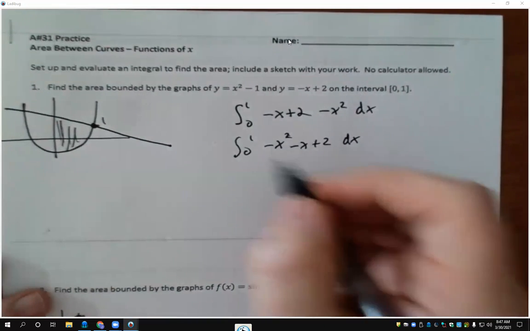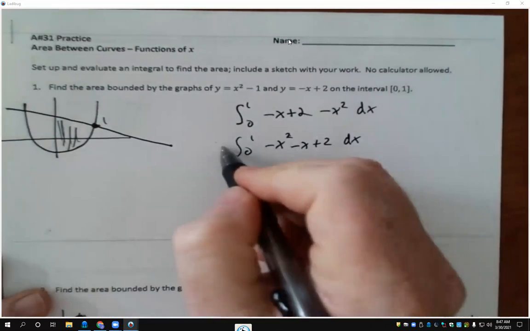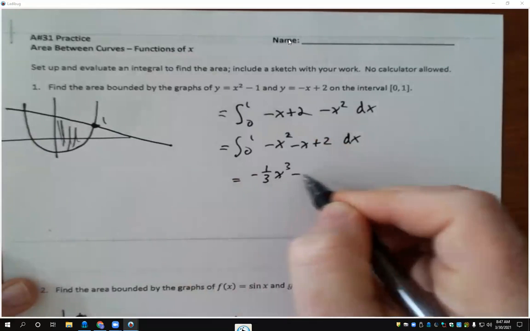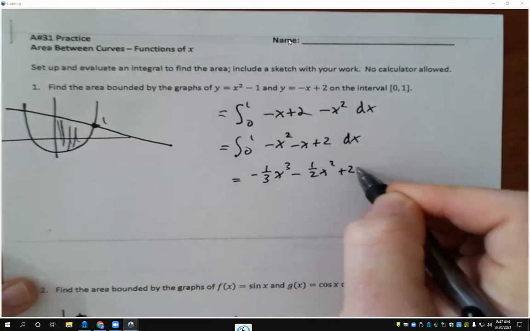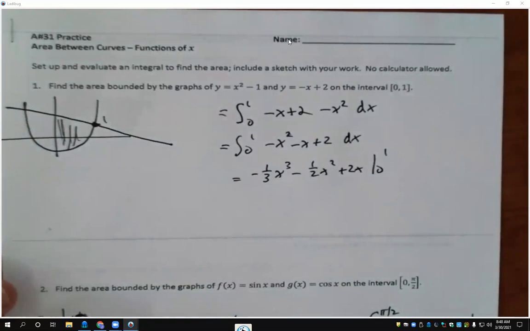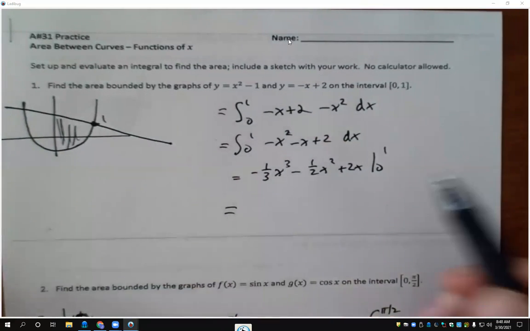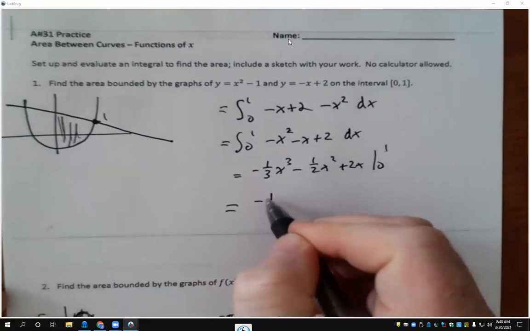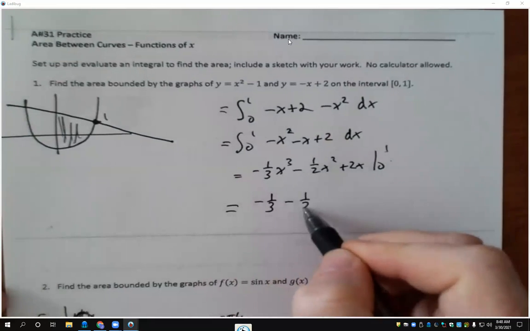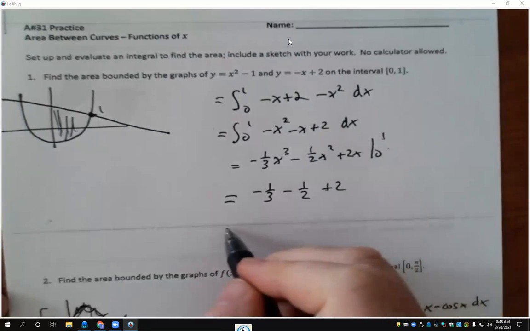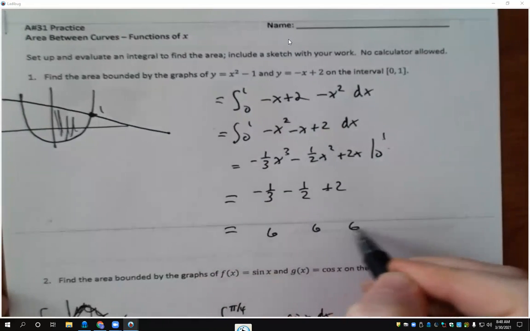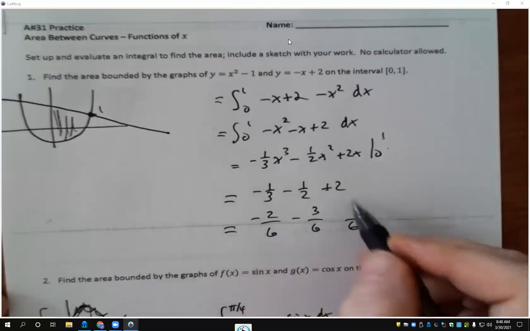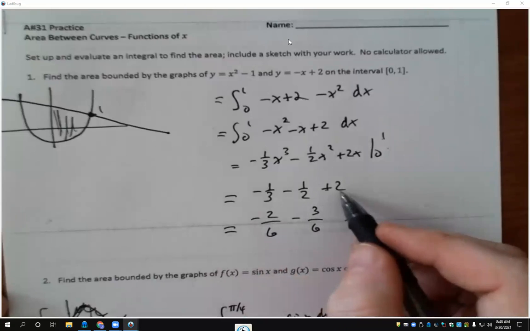And then I would take my antiderivative. So my antiderivative is -1/3 x cubed minus 1/2 x squared plus 2x from 0 to 1. I'm just going to plug this in my head. I know the second part is all going to be 0, so I'm just plugging a 1 in. So it's going to be -1/3 minus 1/2 plus 2. If I change everybody to sixths, that becomes -2/6, that becomes -3/6, and this becomes 12/6.